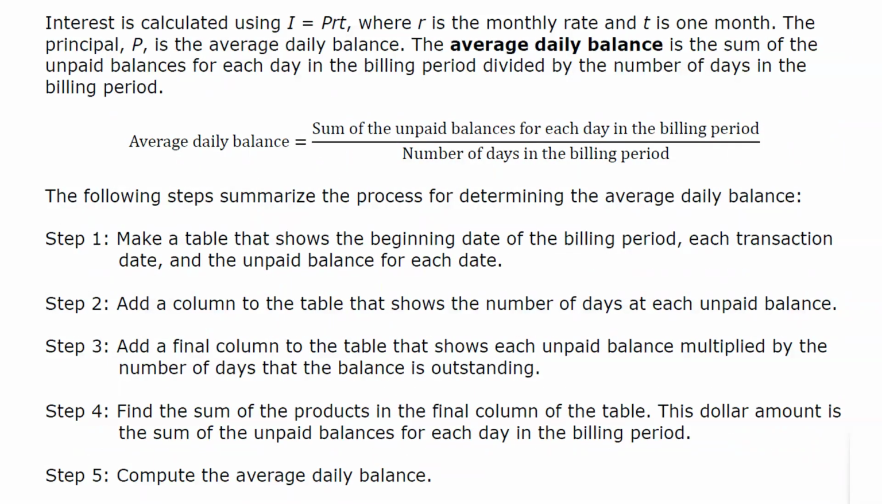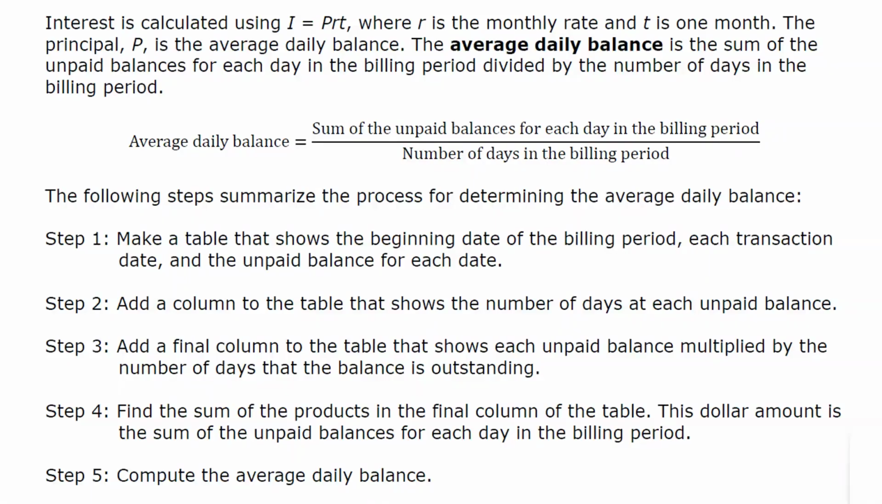Interest is calculated using I equals PRT, where R is the monthly rate and T is 1 month. The principal P is the average daily balance. The average daily balance is the sum of the unpaid balances for each day in the billing period divided by the number of days in the billing period. Okay, so that is our formula.